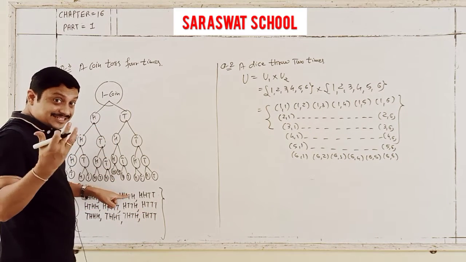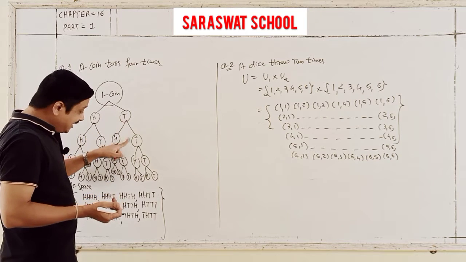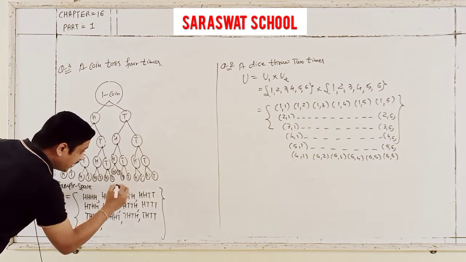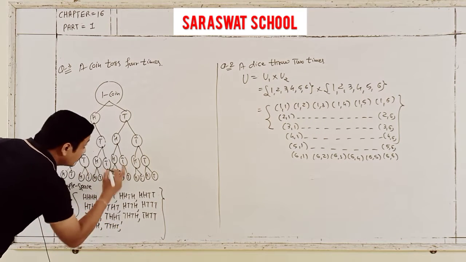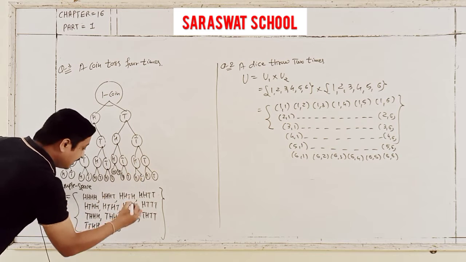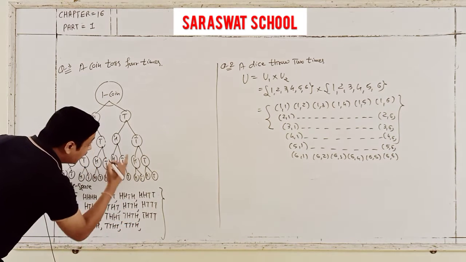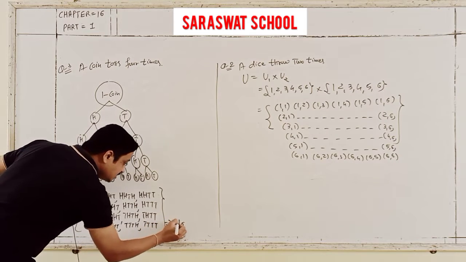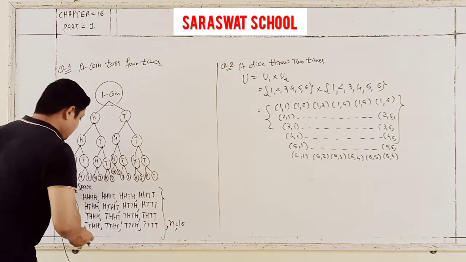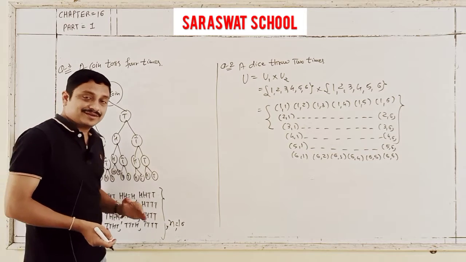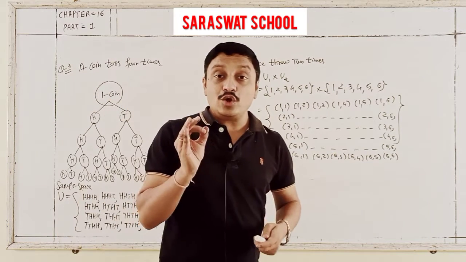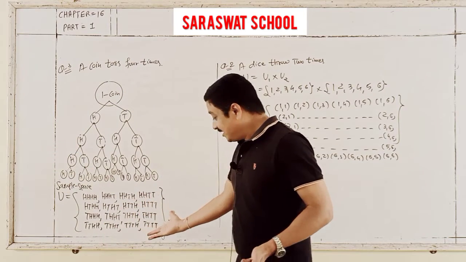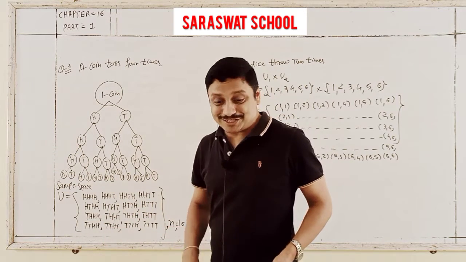And in the last line I will start TTHH, TTHT, TTTH, and last TTTT. Students, the total number you get is 16, because of 4, 4, 4 and 4. It means if you toss a coin 4 times, the sample space has 16 elements in total, students.